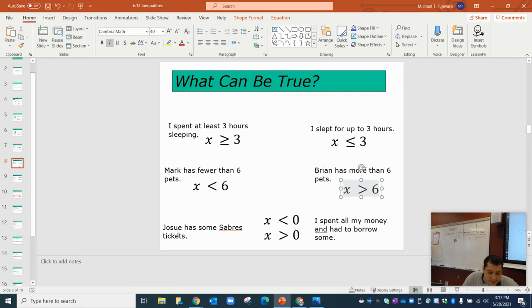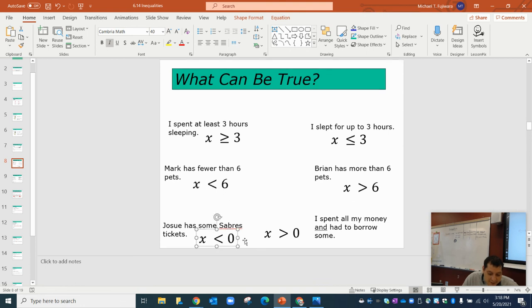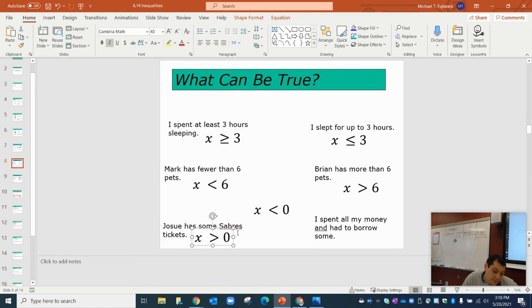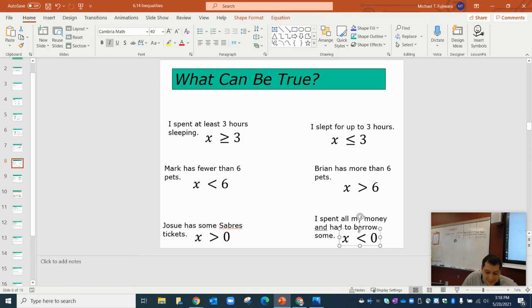And the last one, if you have some Savers tickets, do you have less than 0 or do you have more than 0? You have some, you have more than 0. You spent all your money and had to borrow some, so you had $0, and then you had to borrow some, so you actually have negative money, because that's how much money you have is negative. You didn't have any, and then you borrowed some. I guess you got some, but this one's a strange example.